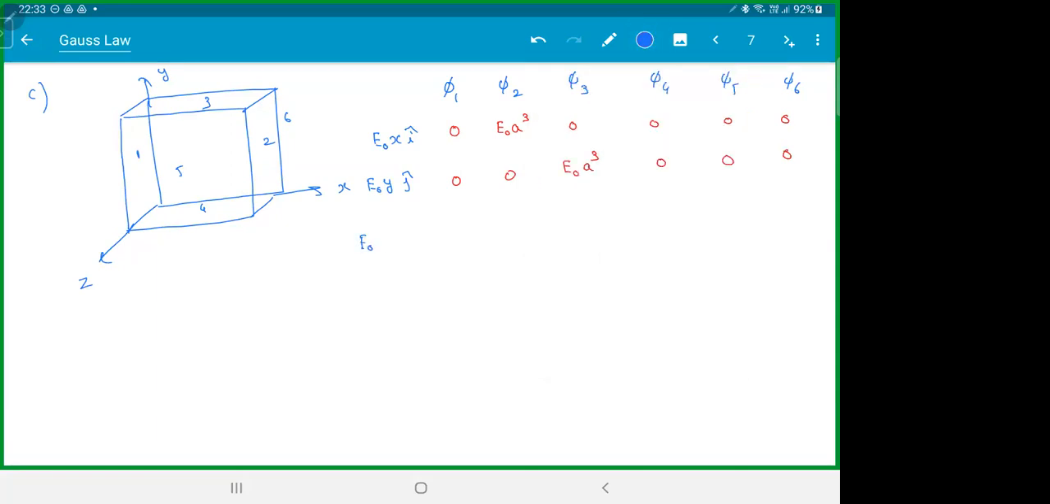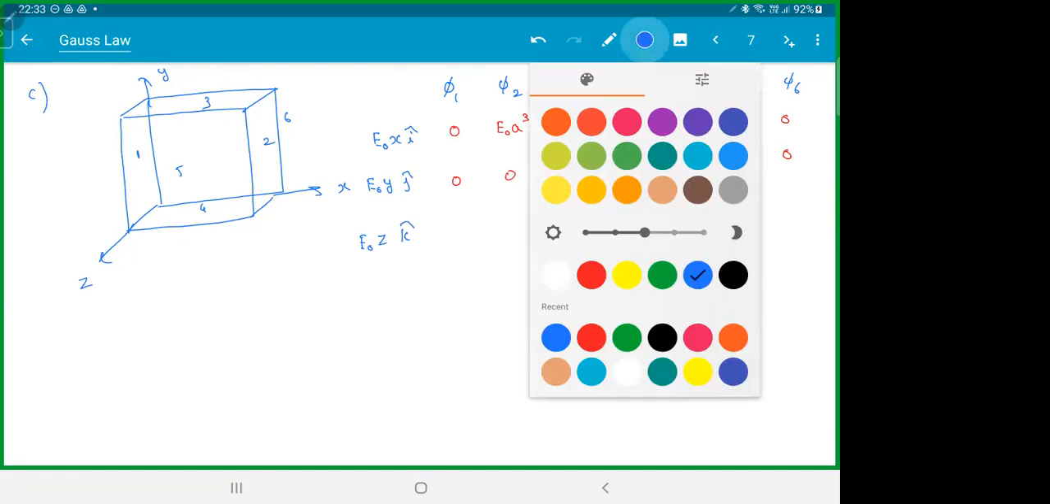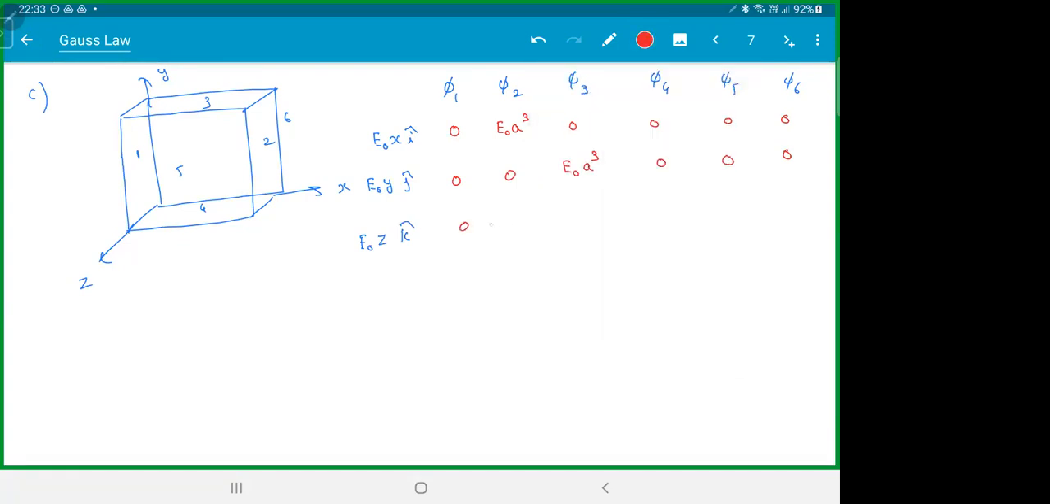Similarly, for E naught Z K cap, only plate 5 will have field, everyone else will be 0. Please check. There is a flux on each plate, so you can just add up all of them. Clear? Clear, Arushi, Ritam, Kavya, Danya, clear?